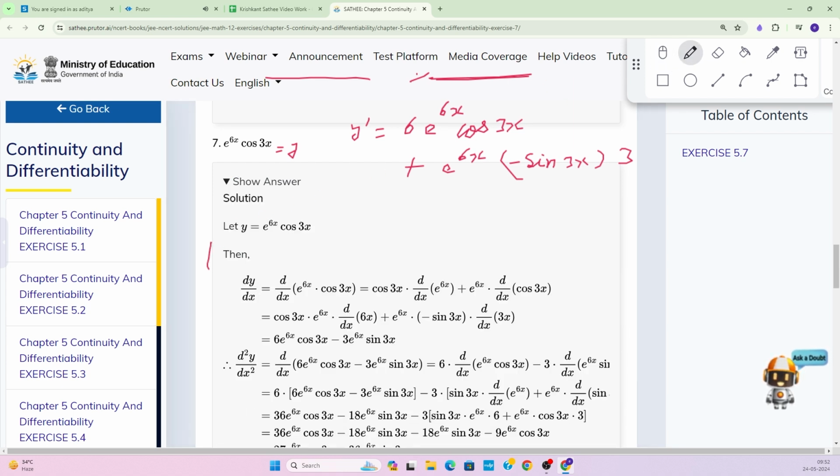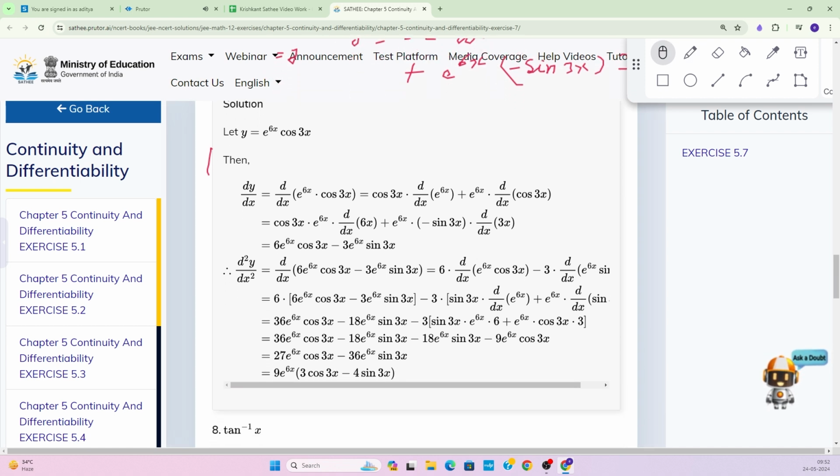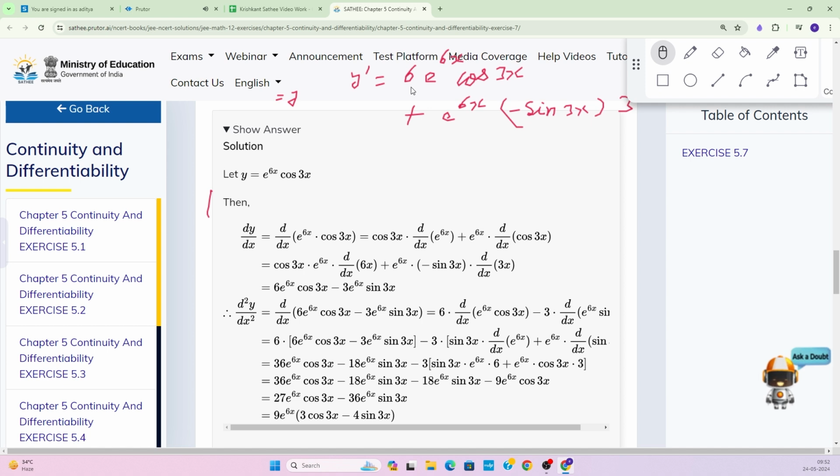Okay, so the derivative will be what? Let's see. So first thing, I have already evaluated the first derivative. As you can see, 6e^6x cos 3x minus 3e^6x sin 3x. Okay, now the second derivative will be the derivative of this part. Now the first part derivative will be 6 multiplied with derivative of this part and minus 3 multiplied with derivative of this part. You will have this part will be 6e^6x cos 3x, 6e^6x, and then minus e^6x multiplied with minus sin 3x multiplied with 3. So this is written over here in arranged form.